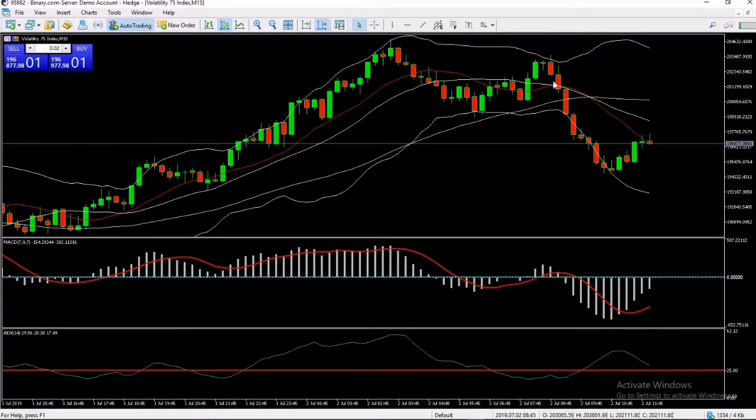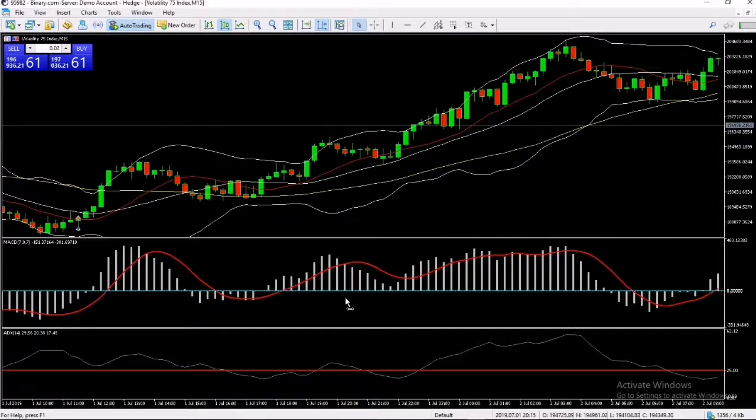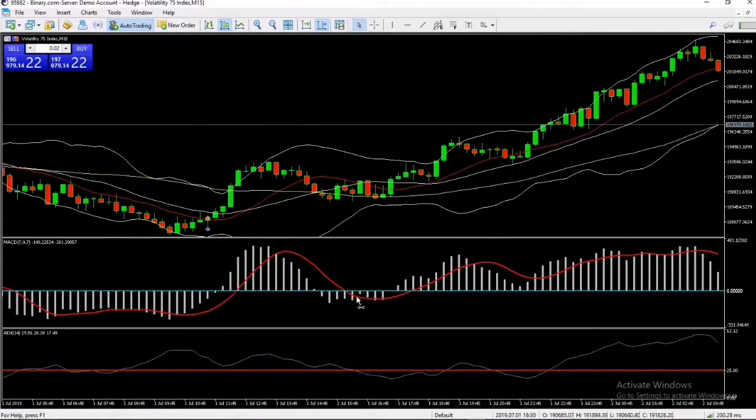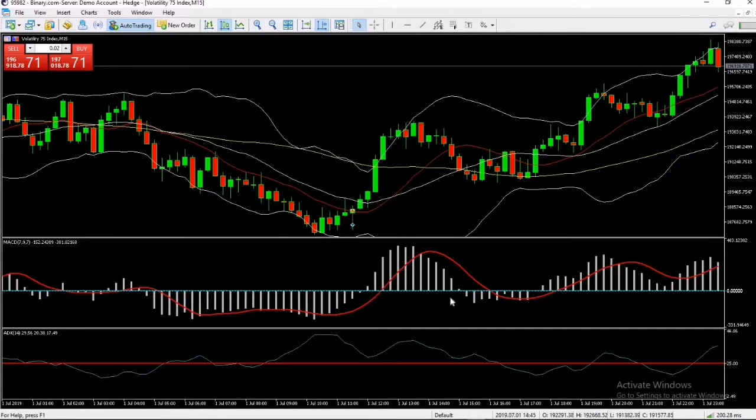Let's start with this. Let's assume the market started from here. Okay, this is not a good time to trade. Let me look for a very clear trade that I can begin with. I'm looking for a clear trade. Alright, this is a perfect one.